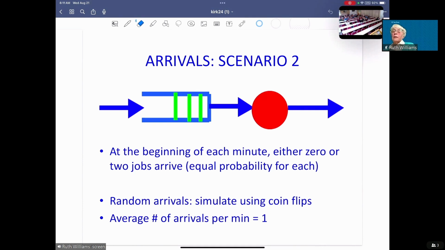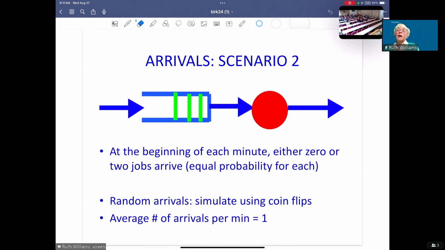And I know some people are familiar with random walk. So if you actually watch what's happening in the queue and think about it, when there are things in the queue, each minute, suppose that at the beginning of the minute, 0 jobs arrive. Then the server will work on a job that's in the queue. And then at the end of the minute, the job will depart. So the net number of jobs in the queue at the end of the minute will decrease by 1. And that will happen with probability a half, because there's a probability of a half of 0 jobs arriving.